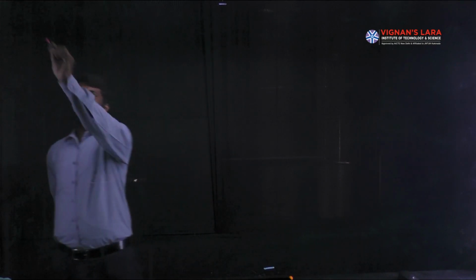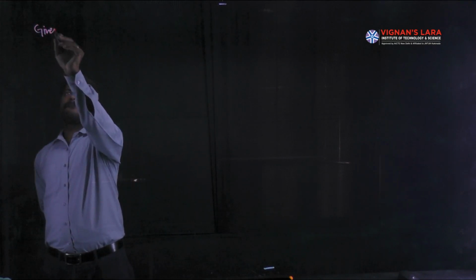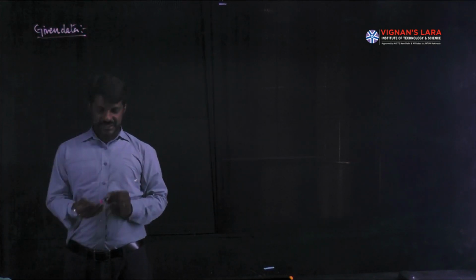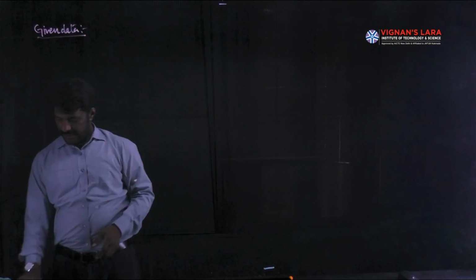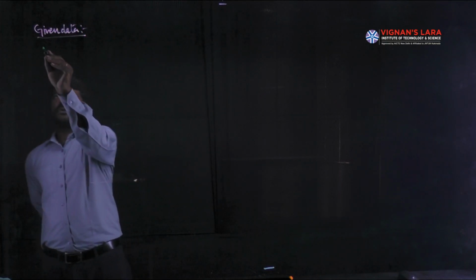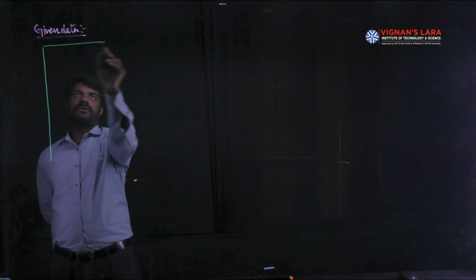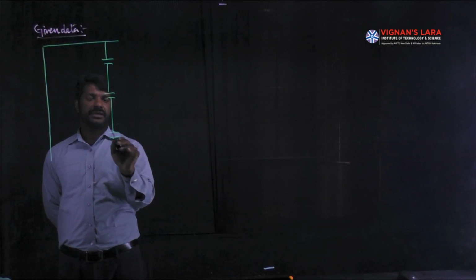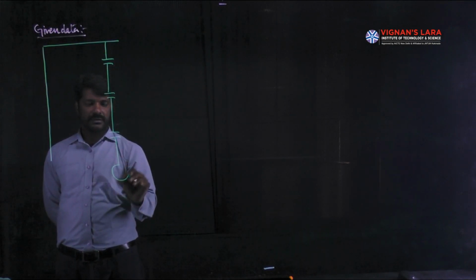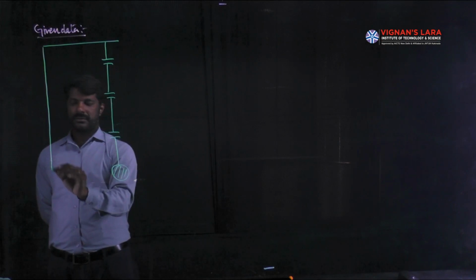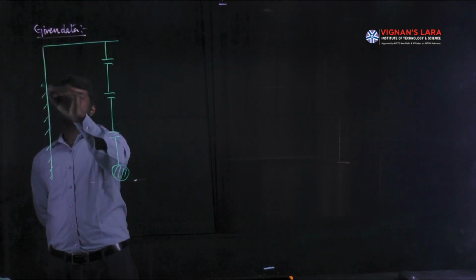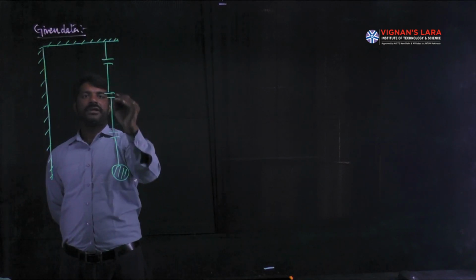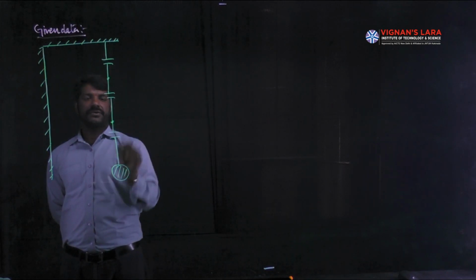Coming to the given data, it is a string of 3 insulators. Then the figure looks like this: first insulator, second one and third one. Now it is a string with conductor, and this is the earth tower, with 3 units. First unit, second unit and third unit.